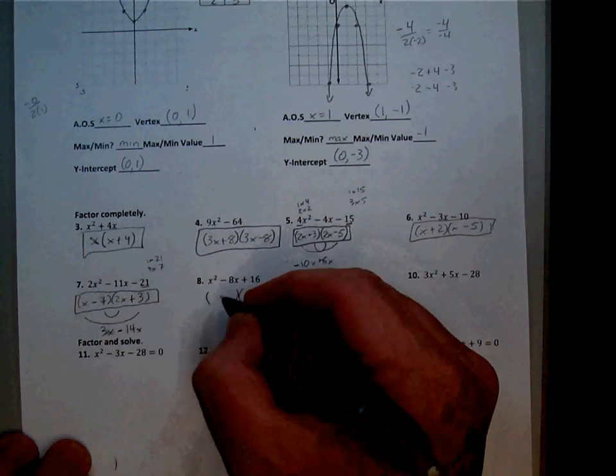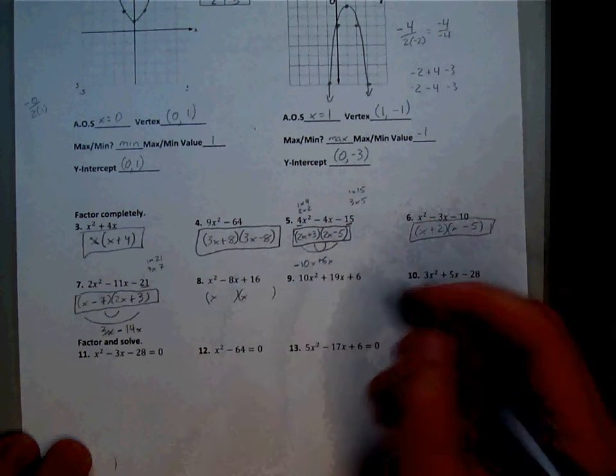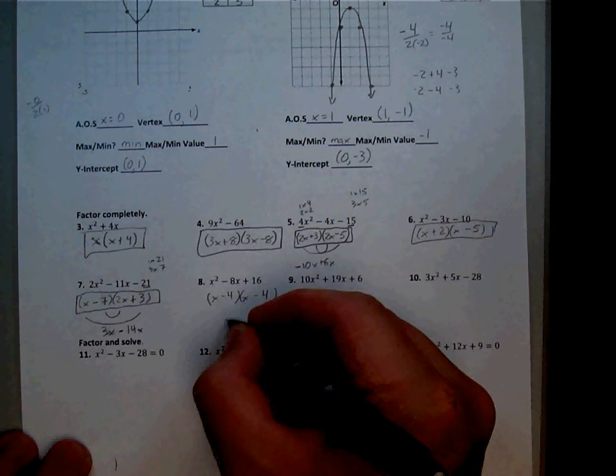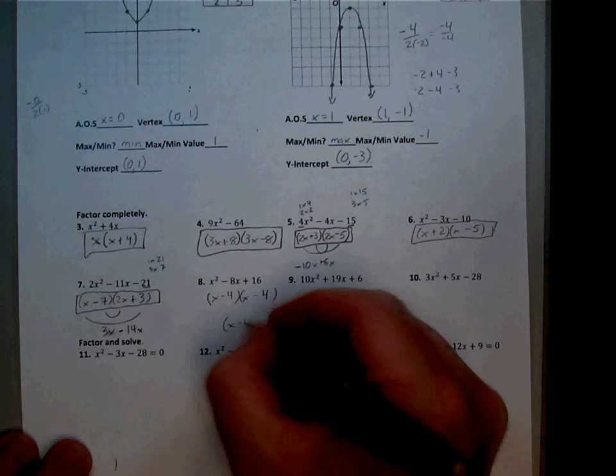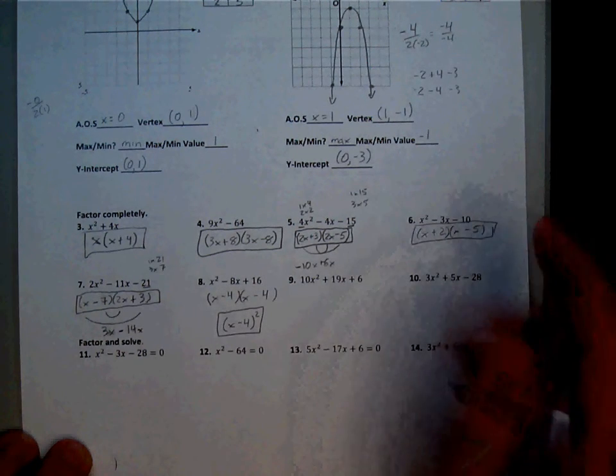Number 8, no lead coefficient. Two numbers which multiply to positive 16, add to negative 4. Well, that's negative 4 and negative 4. If I get x minus 4 twice, I could write it as x minus 4 squared. It's the same factor twice.